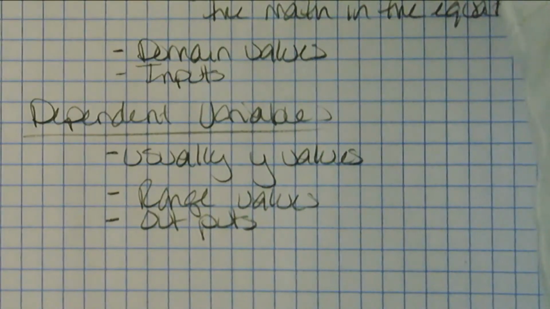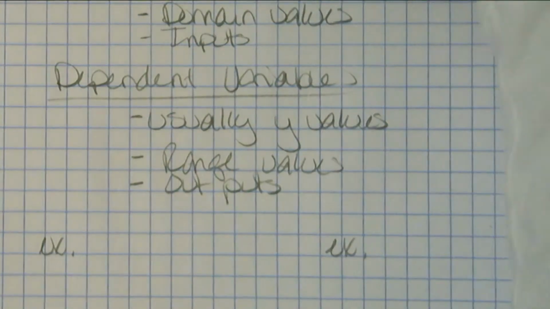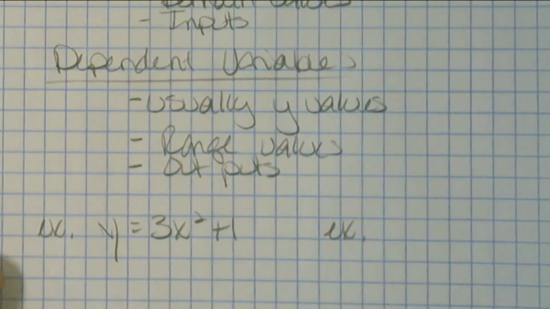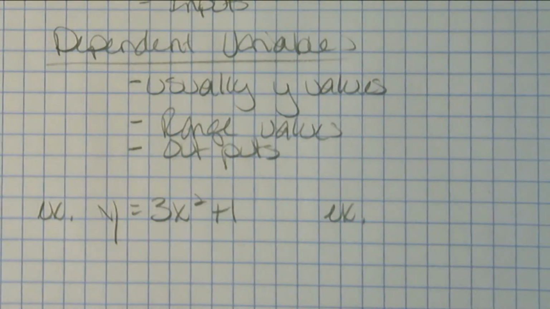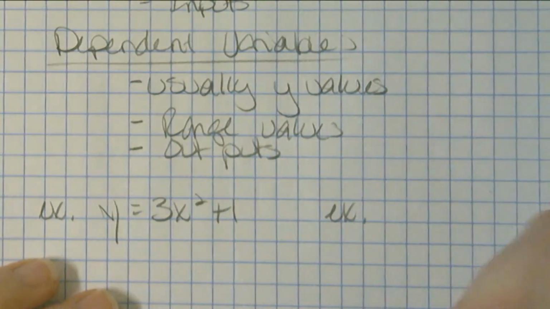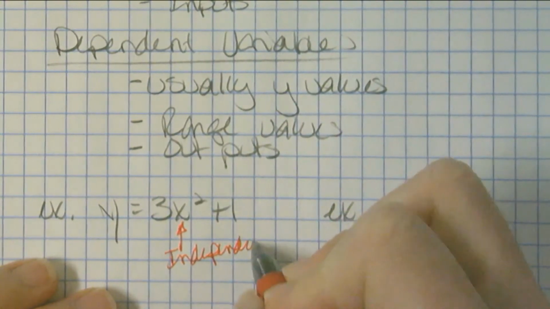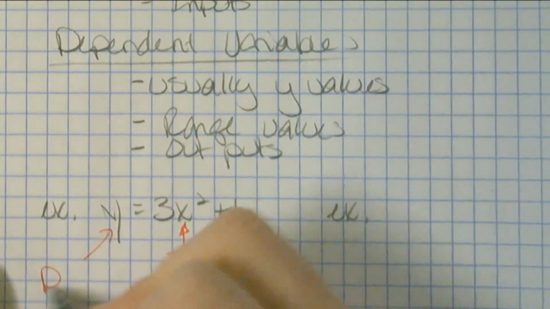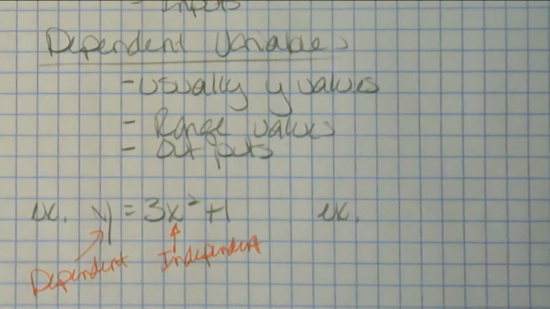All right, so if we're taking a look at examples, I'm going to do two examples. We might have y is equal to 3x squared plus 1. What variable in here is our independent variable or our domain or our inputs? What variable here is that? Isabella? Yeah, our x is our independent. What then is our dependent? Jacob? That's your y. Because our y depends on what we put in for our x.